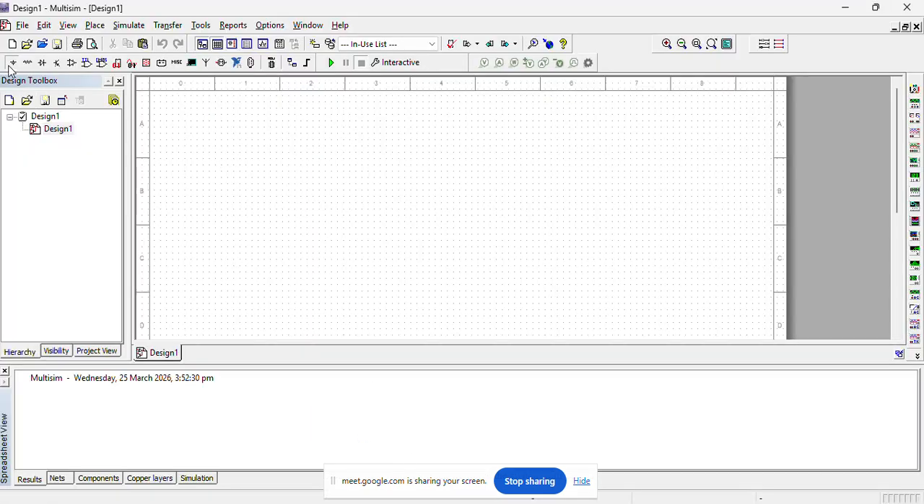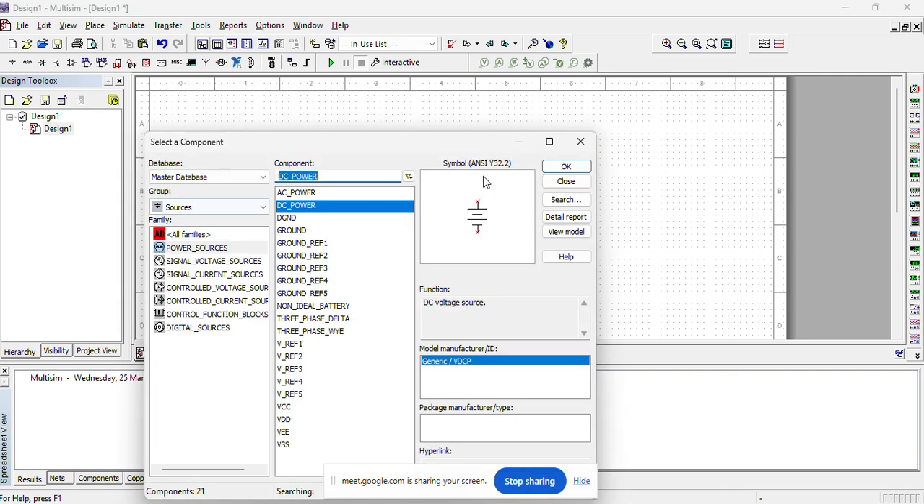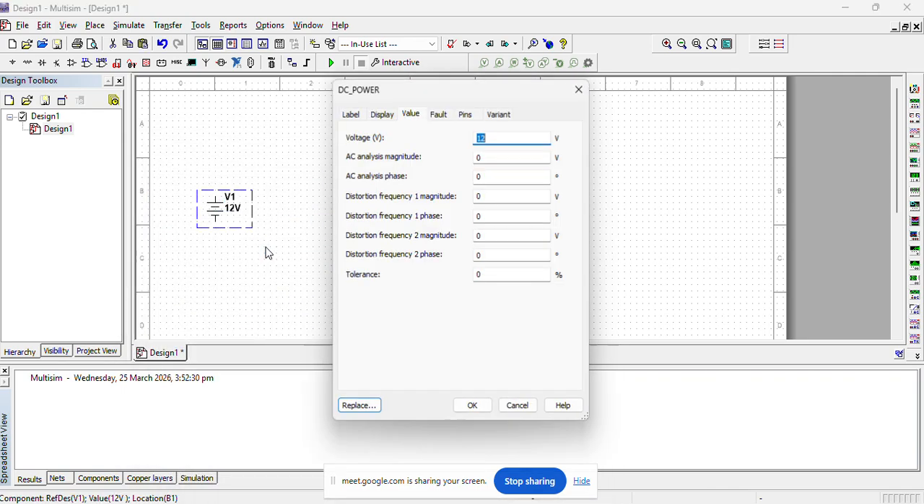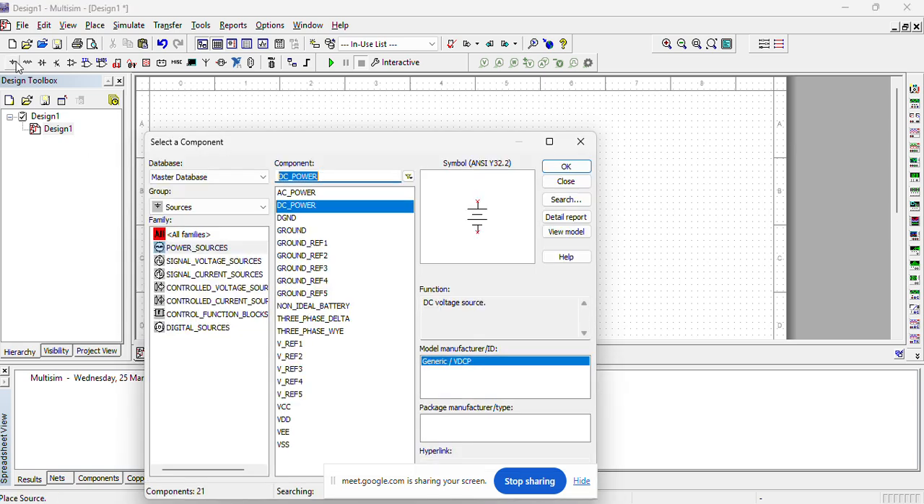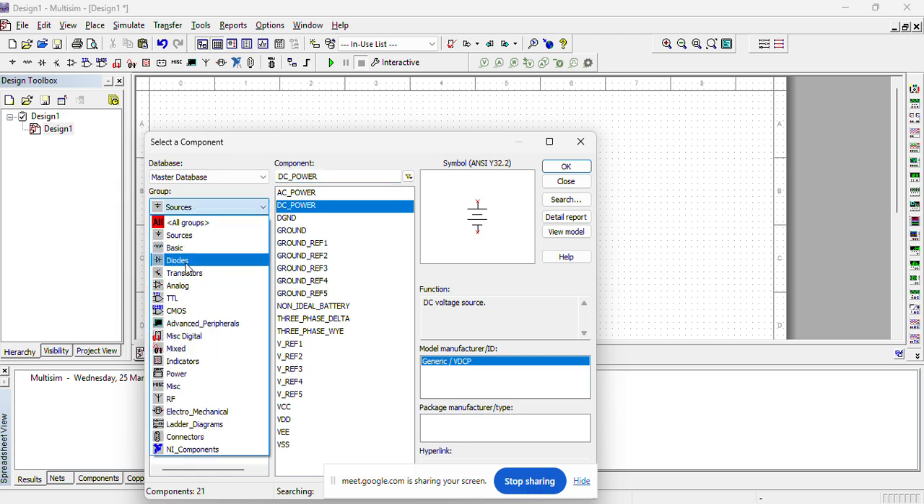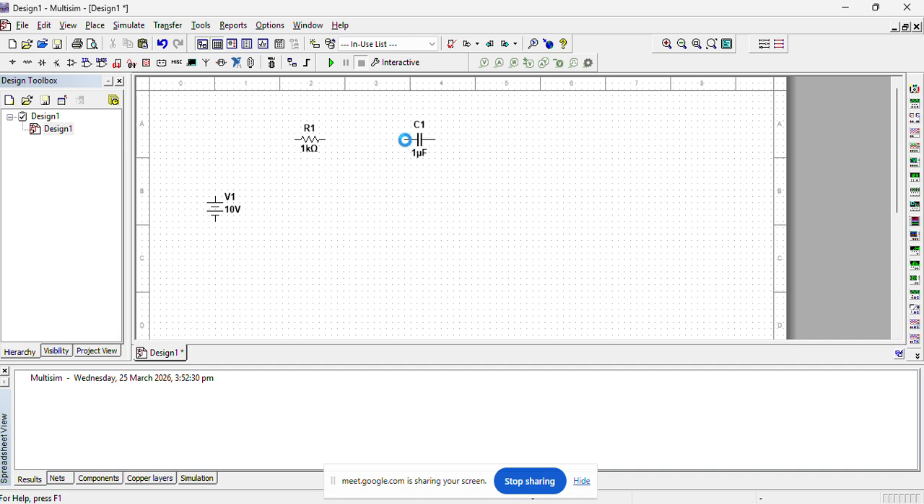So let's start with Multisim, taking some DC voltage, making its value a simple 10 volt, because 10 volt will give the 63% as 6.3. So in percentage, this will be easy to understand. Similarly, a resistor, a capacitor. So by default, whatever the values are, 1 kilo ohm, 1 microfarad.